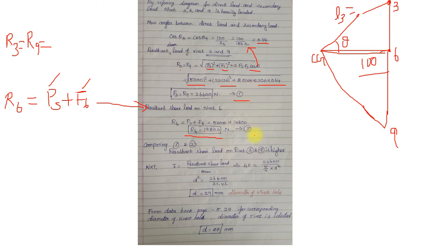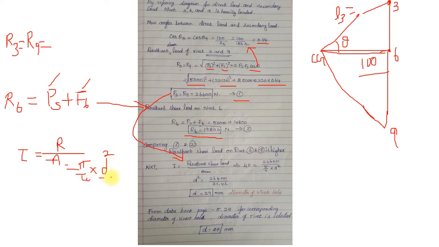By comparing 1 and 2, you can say that the resultant shear load at rivet number 3 and rivet number 9 is higher. So what I do is, I know the formula: the shear stress value is equal to the resultant shear load divided by area. So to substitute in the formula, I am bringing this resultant load over here. I know the formula for area, which is nothing but pi by 4 into d square.